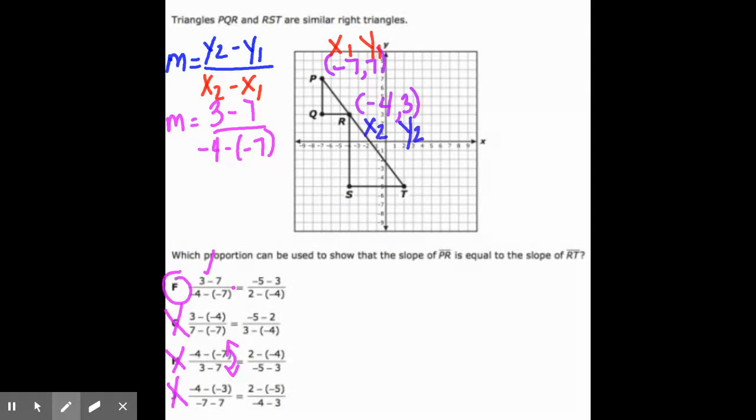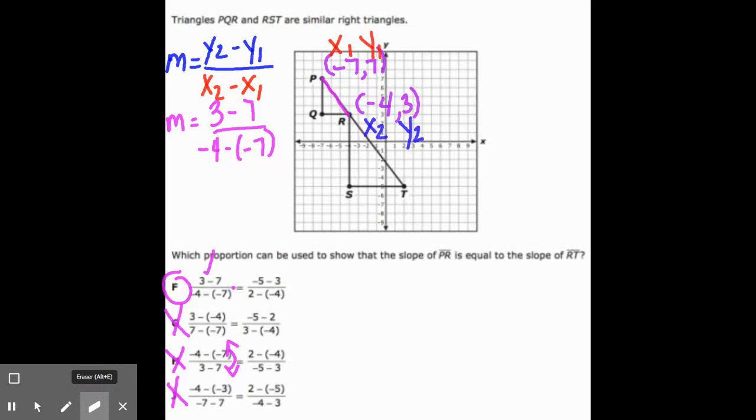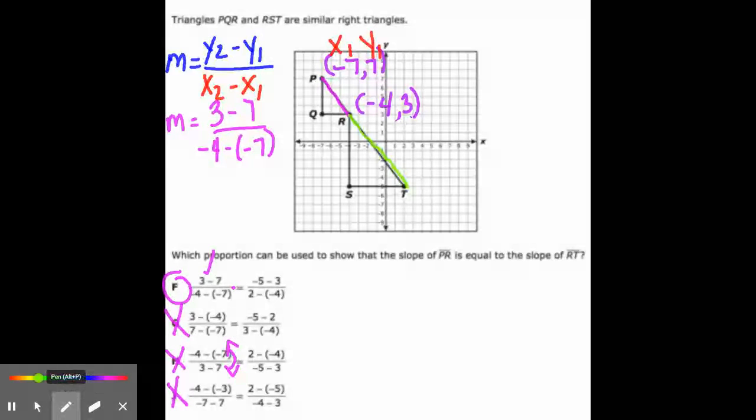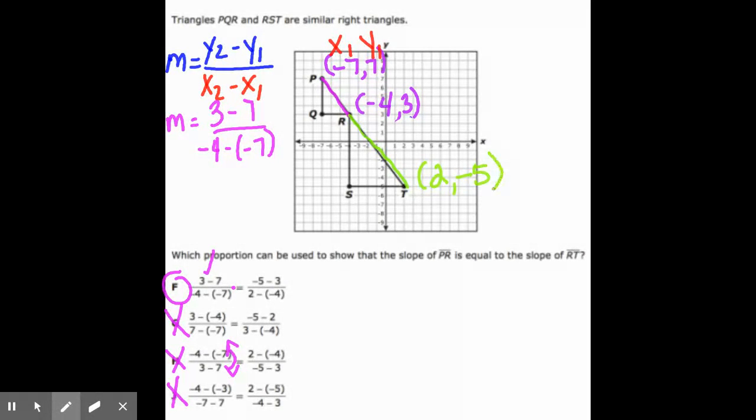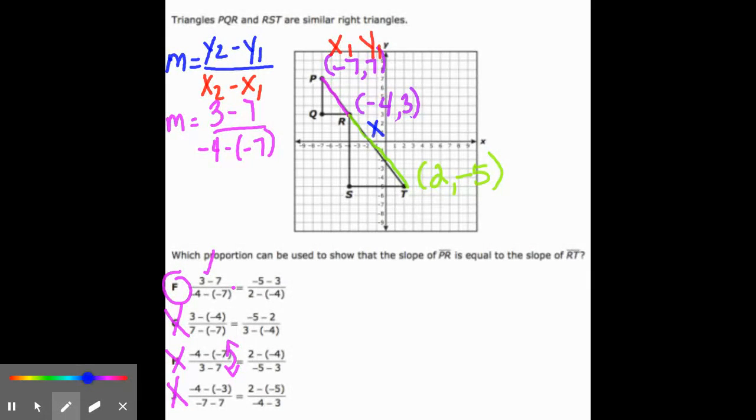Let's go ahead and verify that these slopes are in fact equal though. All right, so that was for PR. Let's go ahead now and look at RT. All right, so we're gonna do the same thing. R is already labeled for us with -4 and 3. So let's go ahead and label the ordered pair for T. X would be 2, and our Y value would be -5. All right, we're going to label these with X1, Y1, and X2, Y2.